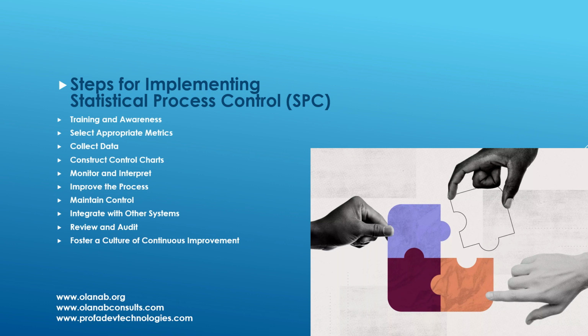Once this is done, foster a culture of continuous improvement. Encourage employees to suggest improvements. Recognize and reward teams and individuals who contribute to process improvements. Ensure top management supports and promotes SPC and its principles.